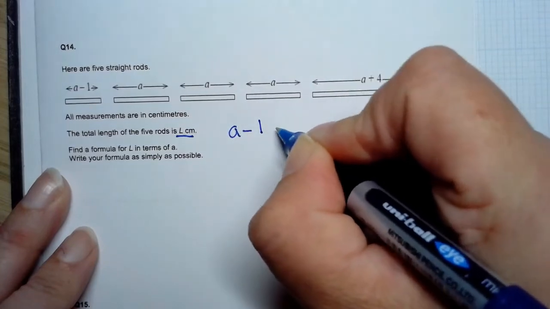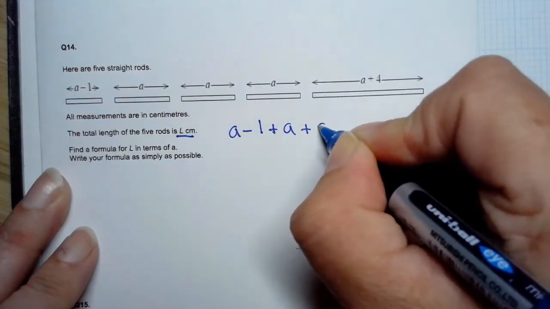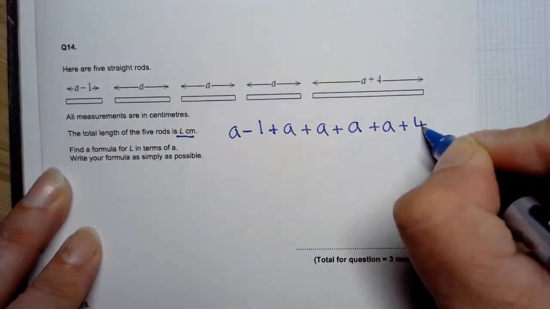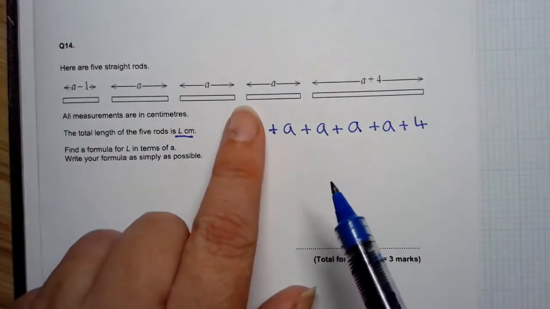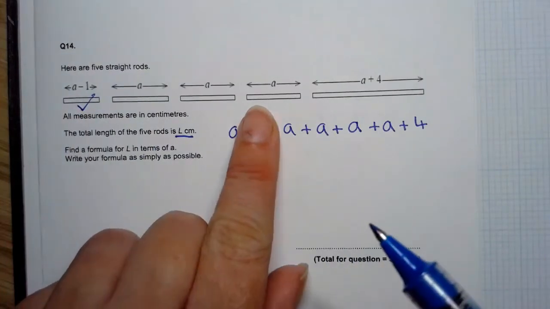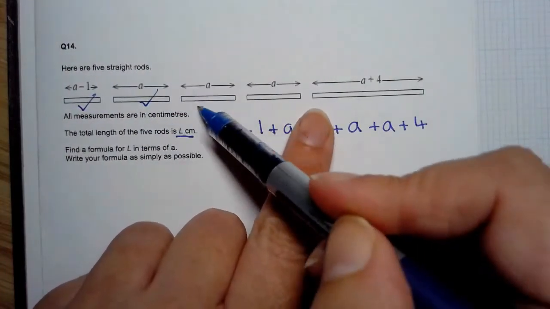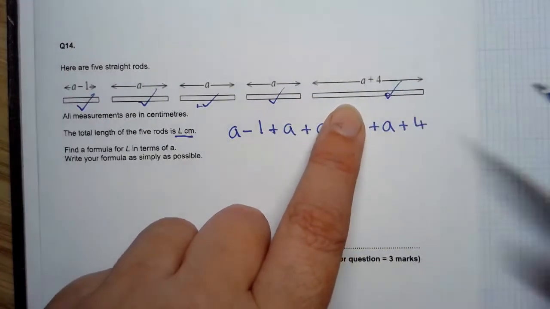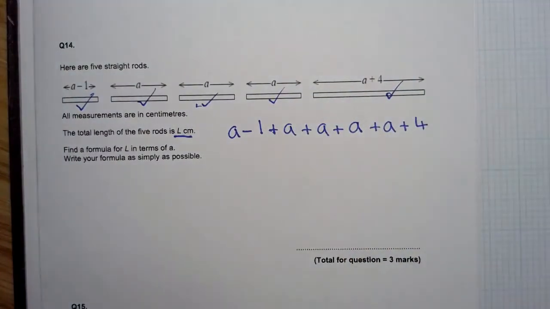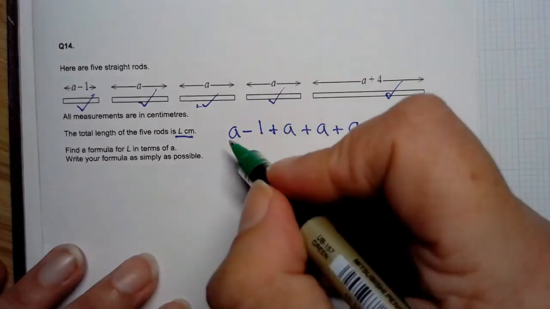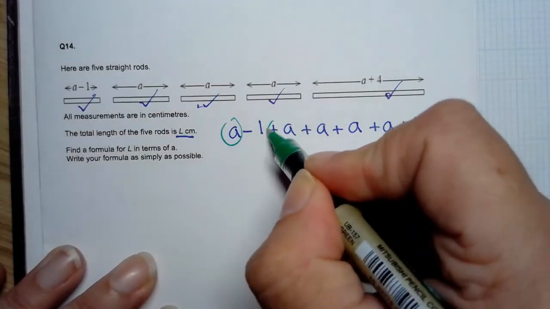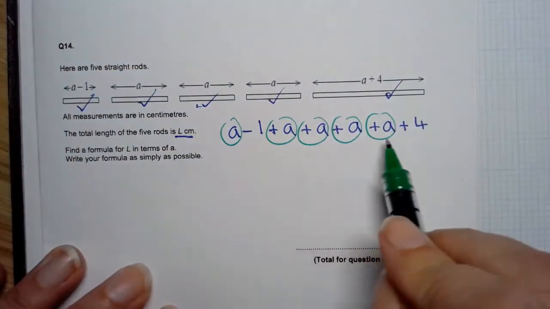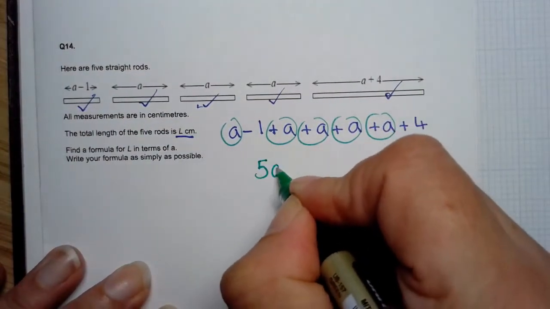A minus 1 plus A plus A plus A plus A plus 4. And you might want to just double check that you've got all of them. So I've got that one, I've got that one, I've got that one, I've got that one, and then I've got the A plus 4, so that I know I've got all of those terms. So then you want to collect everything up. So I've got an A there, and all of these are pluses. So if I look at that, that is going to give me 5A.